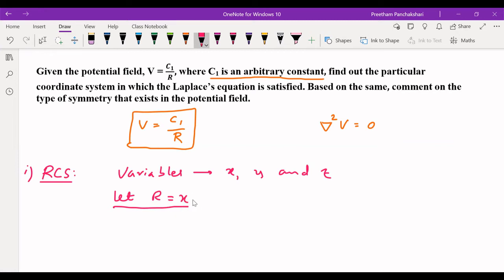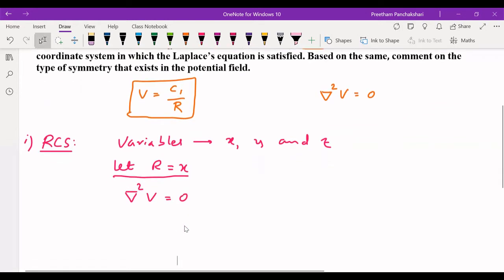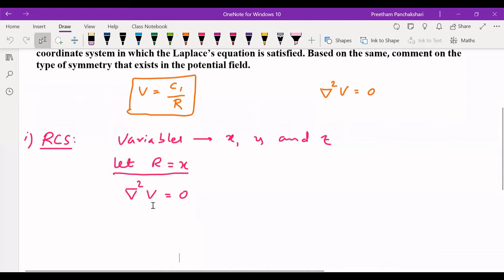Then we have to verify the Laplace equation del square V equal to 0. We shall take now the Laplace equation. After substituting this V, we have to check whether the solution is 0 or not. So we shall not take 0 now itself. We shall start with del square V.